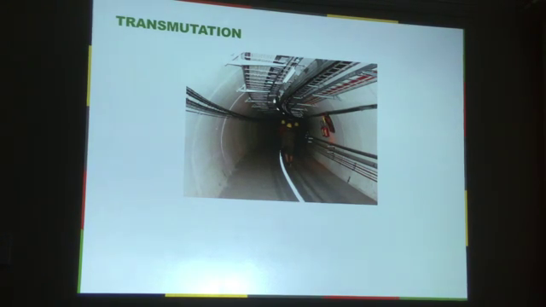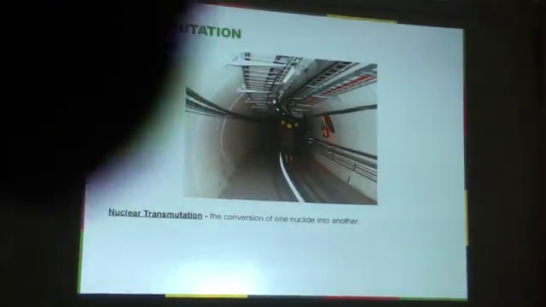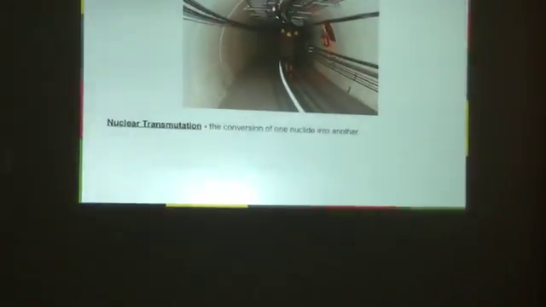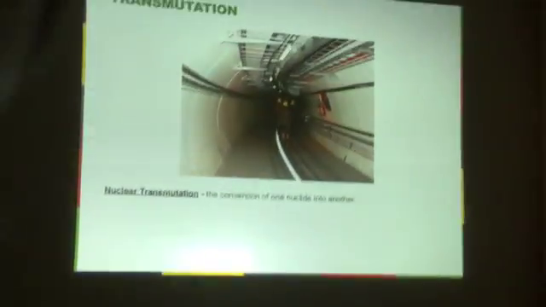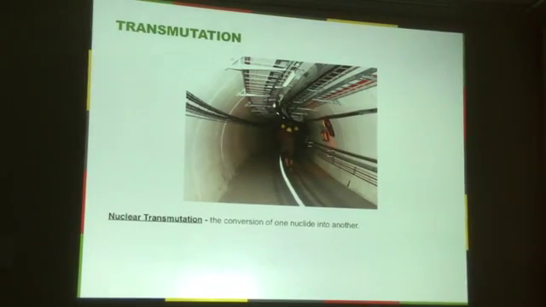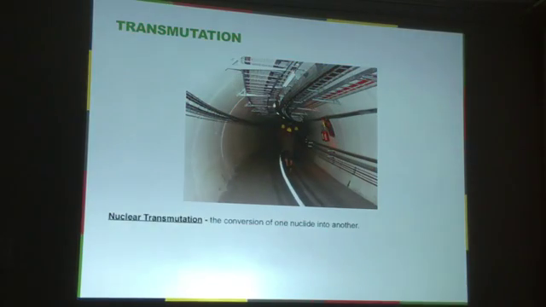So today we're talking about the second half of our nuclear chemistry, and the first thing I want to discuss with you is transmutation. Nuclear transmutation is the conversion of one nuclide to another nuclide.